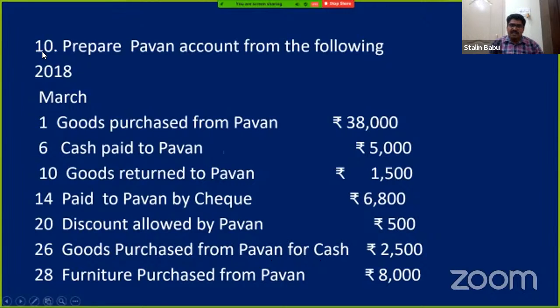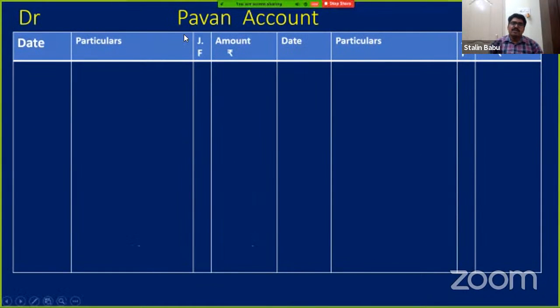If you observe the question, here they are not asking to prepare the journal entries. That means you need not write the journals. You directly think the journal and post in the account. Which account are they asking to prepare? Pawan account. So let us start. Draw the format of the account and write the title of the account, that is Pawan account. So we are going to prepare Pawan account.